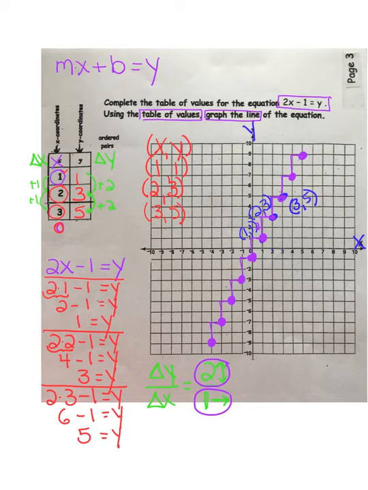Now grab a ruler and connect up your dots. Make a nice solid line all the way through the points and mark each end of the line with arrowheads because the line continues on forever and ever. We've just run out of graph paper. And the final piece, please label the line you graphed with the equation that it represents.